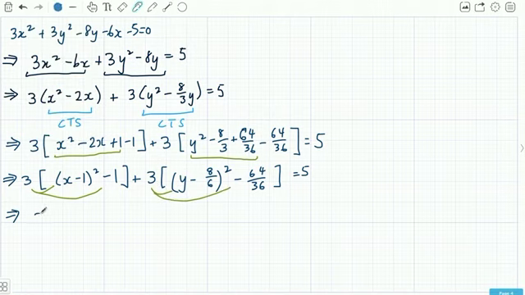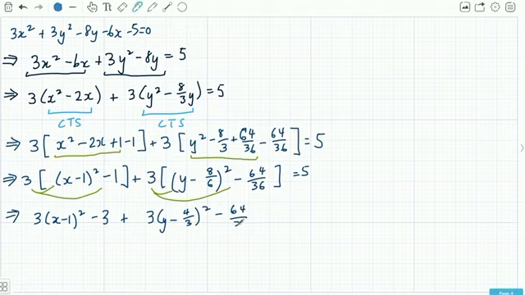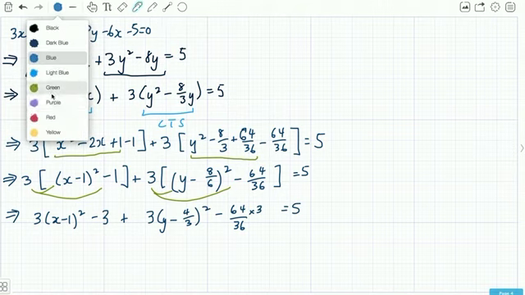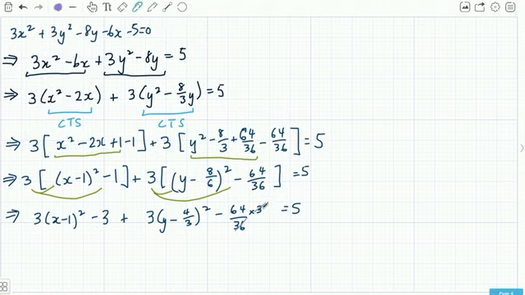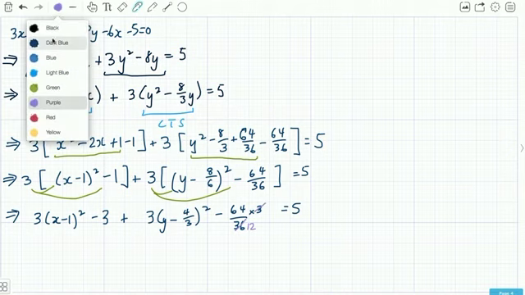So we've now got 3 outside of x minus 1 squared minus 3. And we've got 3 of y outside of, I'm going to simplify this actually, divide the top and the bottom by 2. And here we've got 64 over 36 times 3. And we know that we could divide both of these by 3 to get 12 underneath there. So we're nearly done.